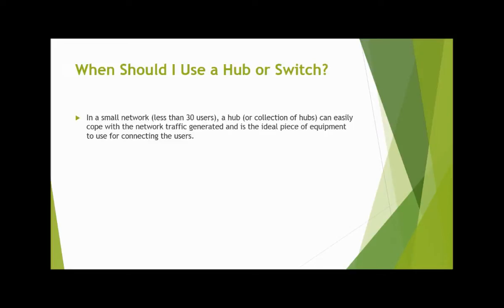In a small network, less than 30 users, a hub, or collection of hubs, can easily cope with the network traffic generated and is the ideal piece of equipment to use for connecting the users. When the network gets larger, say about 50 users, you may need to use a switch to divide the groups of hubs, to cut down the amount of unnecessary traffic being generated.